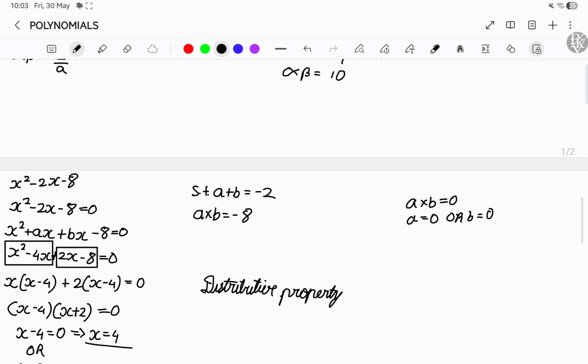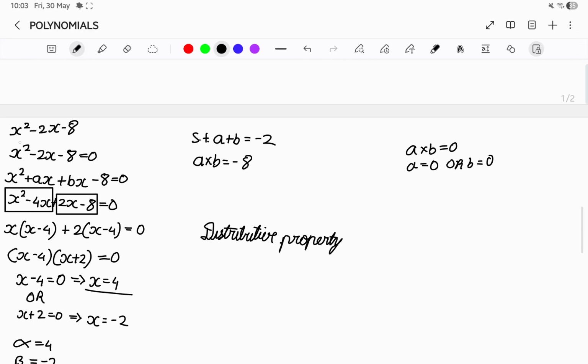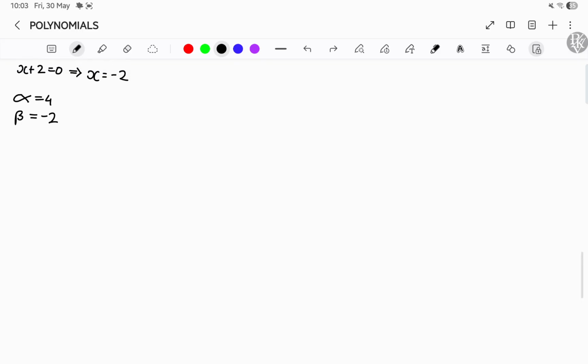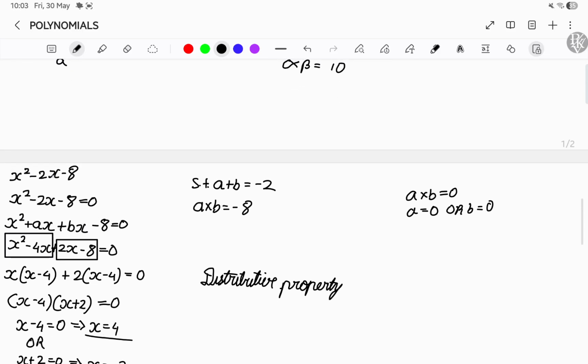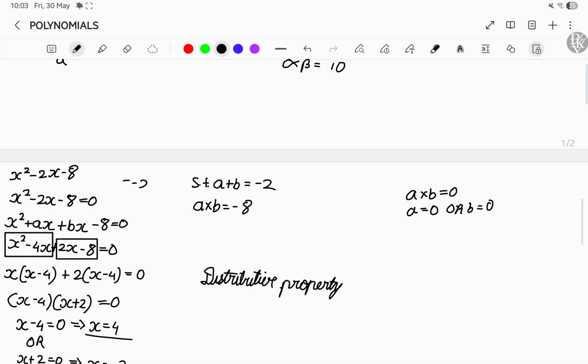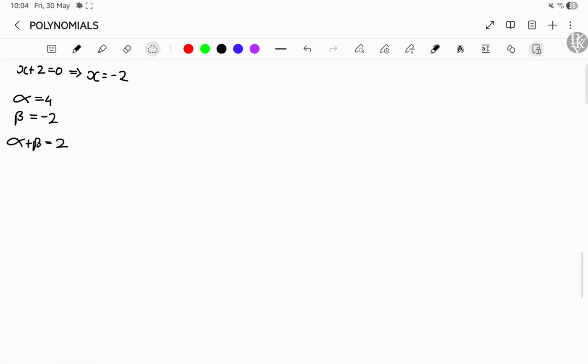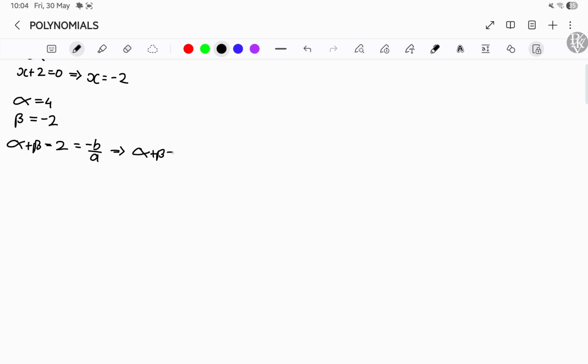If you substitute 4 and minus 2 into the original polynomial, you will get 0. Now the sum of alpha and beta is 2. Similarly minus b by a, that is minus of minus 2 divided by 1, will be equal to 2. Change this into a plus and then you'll get 2. So this 2 is equal to minus b by a. So that will mean alpha plus beta is equal to minus b by a.